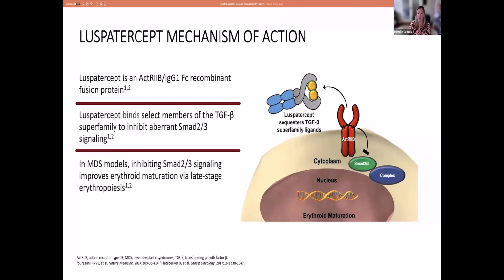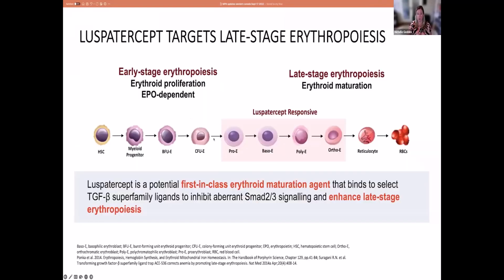So it's interesting that if you look at how this works, we know that erythropoietin, which is a growth factor made by the kidneys to produce more red cells, acts early in the development of red cells, and the luspatercept works later in the development of red cells. So it's a very different mechanism of action. There's a good success rate in people who've not responded to erythropoietin in other diseases, and so we're hopeful that this will also pan out in myelofibrosis and improve symptoms.